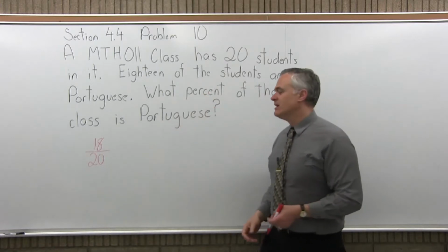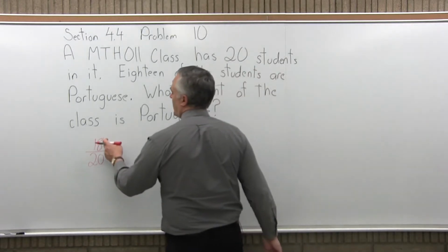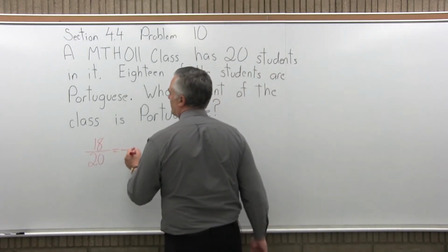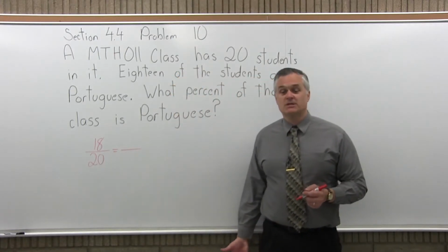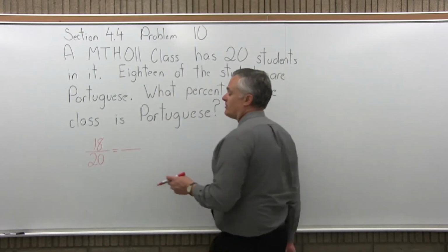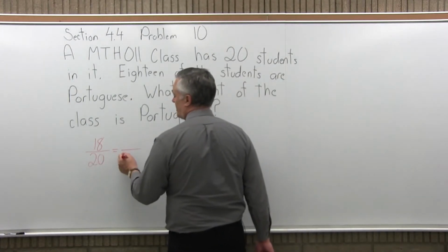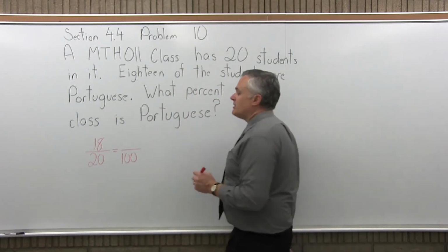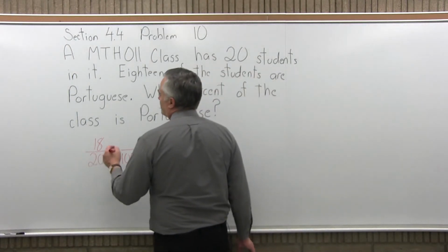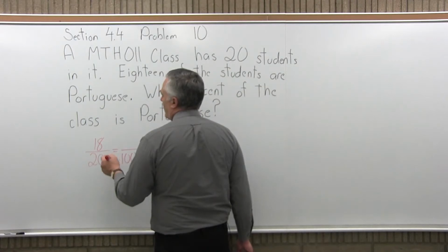What percent is that? So to convert a fraction to a percent, what I like to do if possible is change the denominator to a 100. That makes percent easy. And in this case, my denominator of 20 is easily changed to a 100 by multiplying times 5. So if I do the denominator times 5, I have to do the numerator times 5 also.